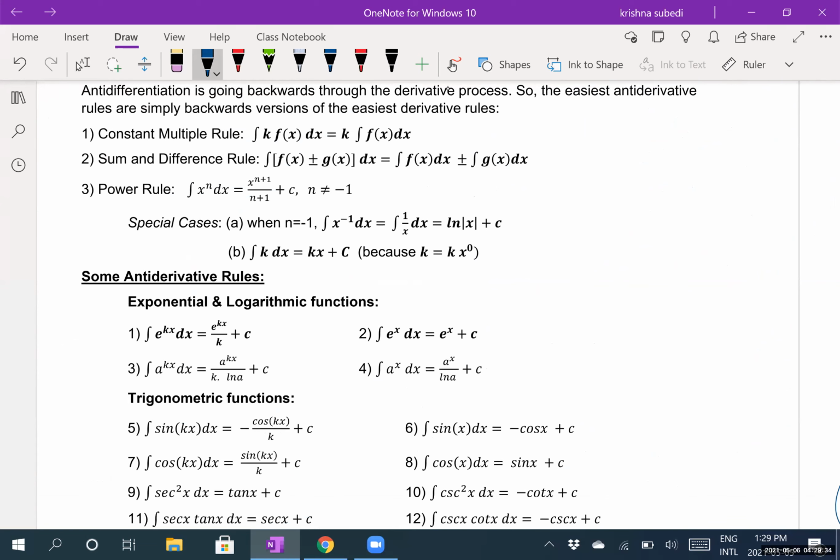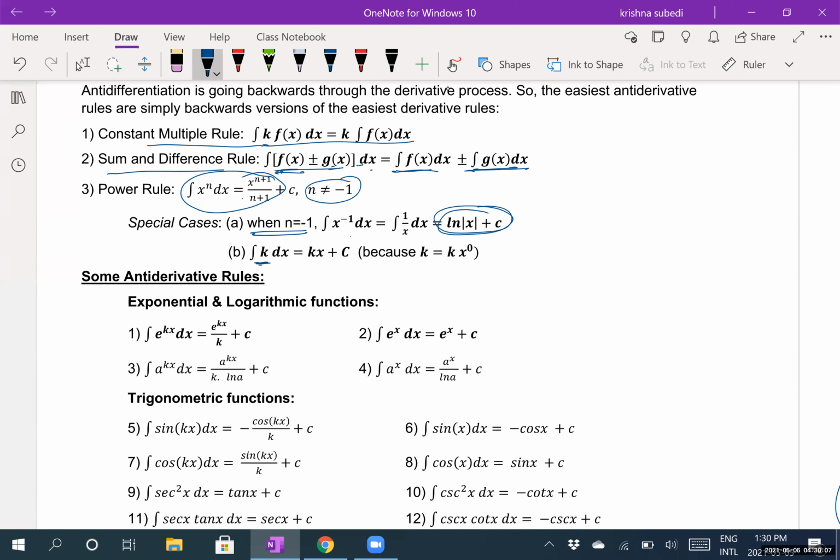Okay, so the formula is the constant multiple rule. It's given there. Sum and difference rule: when we have two functions being added or subtracted, you can actually integrate them separately. And this is the power rule we just developed. We have seen that this power rule works for every value of n except n equals -1. When n equals -1, the formula is this.